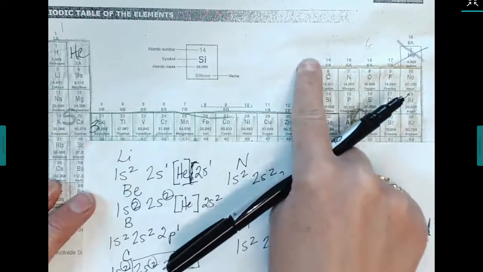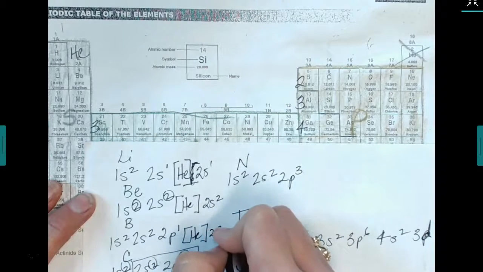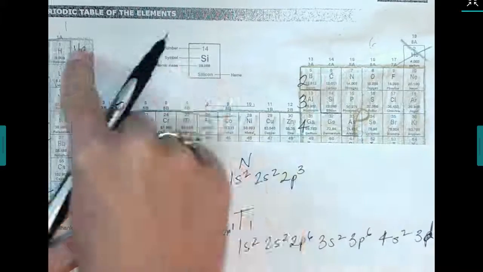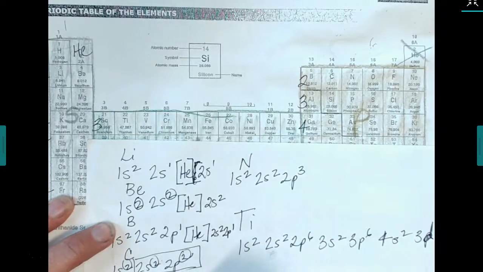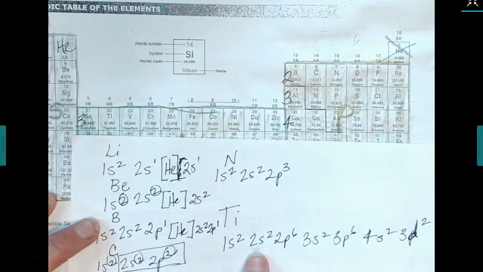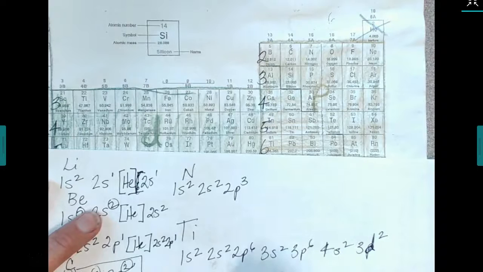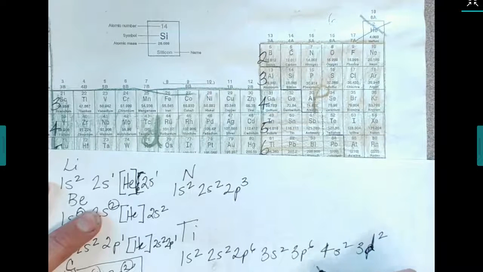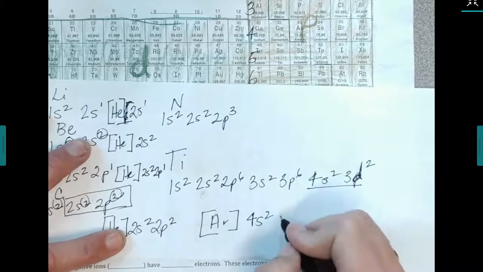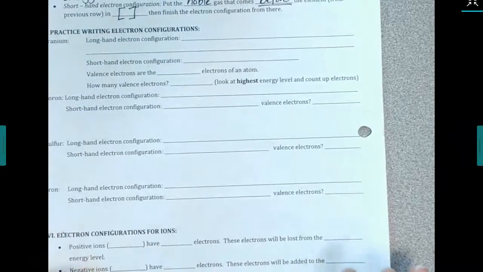Boron, again, going up 1 energy level to our previous noble gas, will be helium 2s2, 2p1. Okay? Carbon, going up 1 energy level to our noble gas, will be helium. And then everything that's left over, 2s2, 2p2. Now let's look at titanium. So titanium is here. Go up 1 energy level to the previous noble gas, and that is going to be argon. So we're going to have argon in brackets, and then this is our last part, 4s2. We're going to put argon in brackets, 4s2, and then 3d2. Right? So go ahead and practice your configuration.